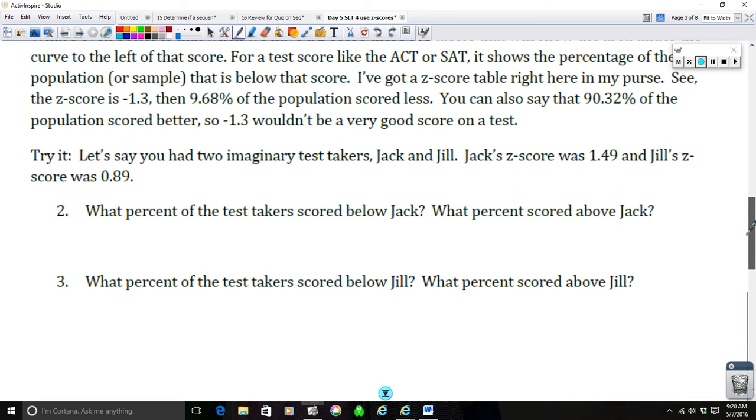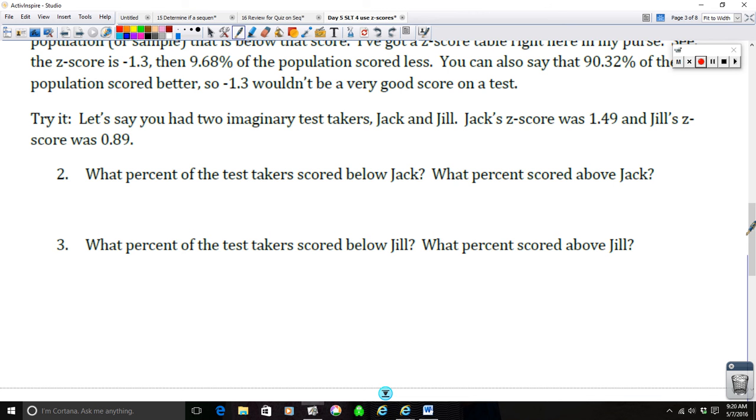So we have Jack with a z-score of 1.41 and Jill with a z-score of 0.89. All right. We are now going to teach you how to find these areas here. It's probably later that they want you to learn it in this packet, but I'm going to just kind of teach you how to do it now.